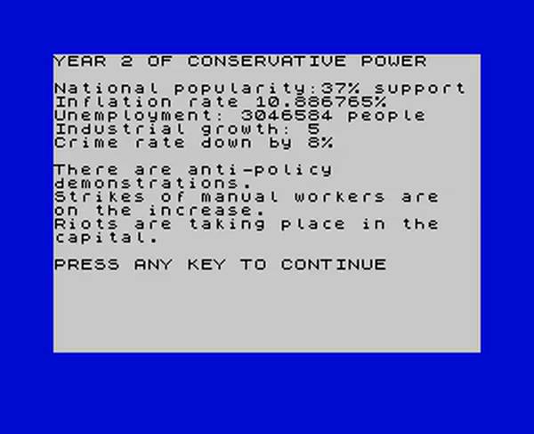So let's see how we got on. So our popularity has dropped. Inflation is up. Unemployment is down. Okay, this is interesting. The industrial growth is 5. Crime rate is down again. The middle classes don't like me. And the working classes are really, really unhappy. There are riots in the capital.